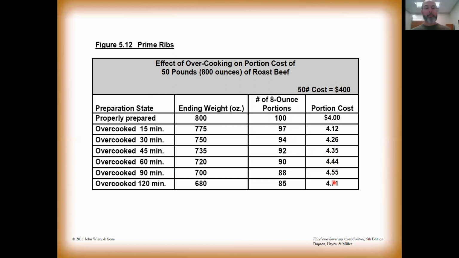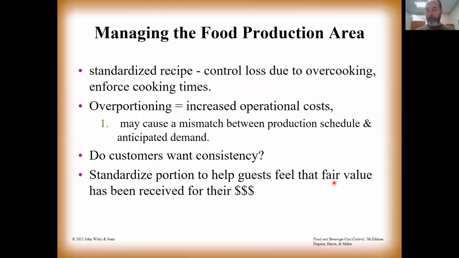So, one way to manage expenses. And we said, what could we use to help us with enforcing proper cooking time and temperature? The standardized recipe. So you can think of the standardized recipe as a tool to control loss. It helps us enforce those cooking times.